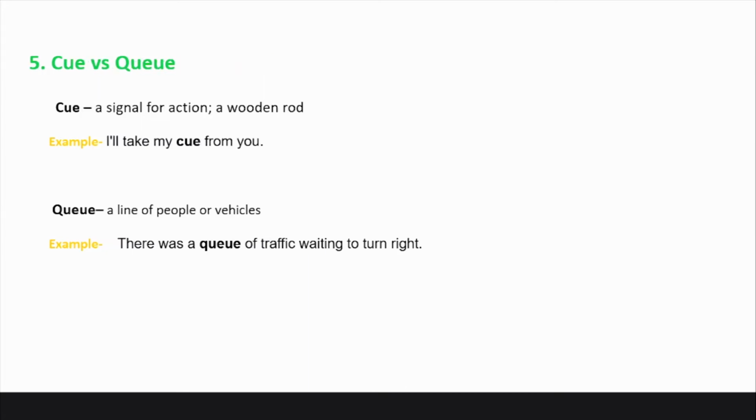Let's look at a fifth pair, cue and queue. Cue, meaning a signal for action or a wooden rod. Let's look at the example. I'll take my cue from you. Queue, meaning a line of people or vehicles. Let's look at the example. There was a queue of traffic waiting to turn right.